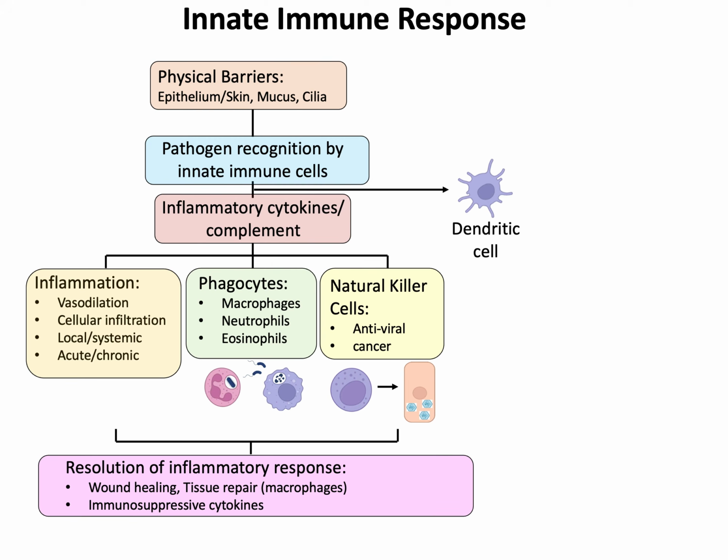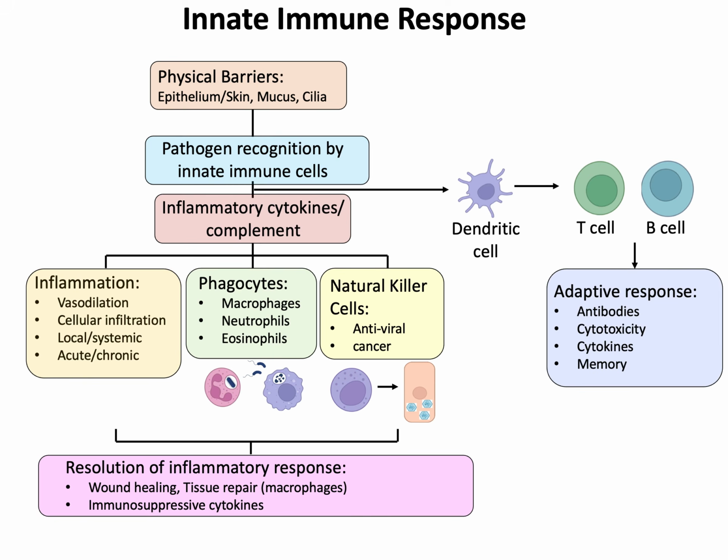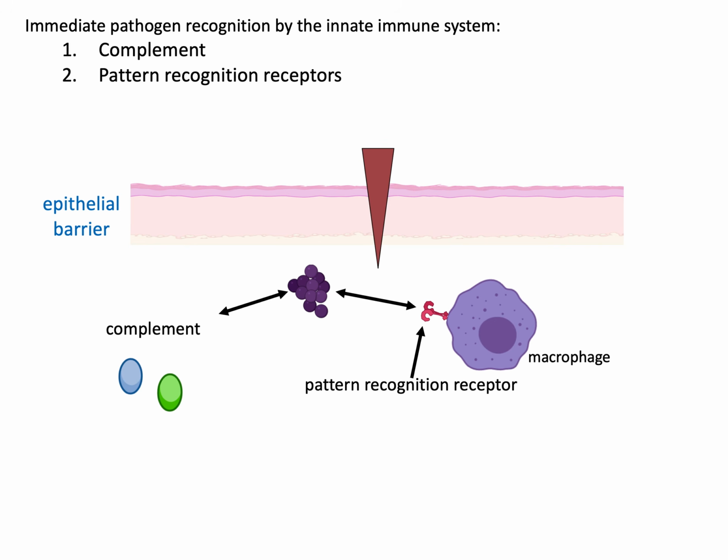There are also cells within tissues, such as dendritic cells, that are able to capture pathogens or pathogen products, migrate to draining lymph nodes, and activate T cells and induce the adaptive immune response, which leads to the production of antibodies, direct cytotoxicity, and the formation of immunological memory. Today, we will focus primarily on the concept of how innate immune cells are able to recognize pathogens.